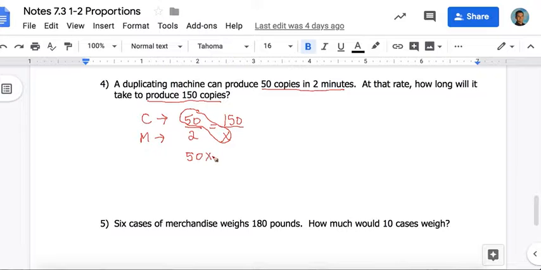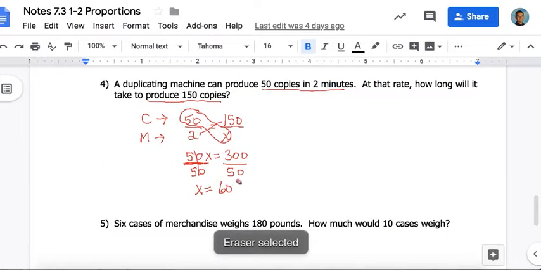So 50 times X is 50X. And 150 times 2 is 300. My final step is to get X by itself, so I have to divide both sides by 50. 50 divided by 50 is a 1 in disguise, so cancel. And 300 divided by 50 is 60. Sorry, not 60, 6 minutes. 300 divided by 50 is 6, and my label is minutes.